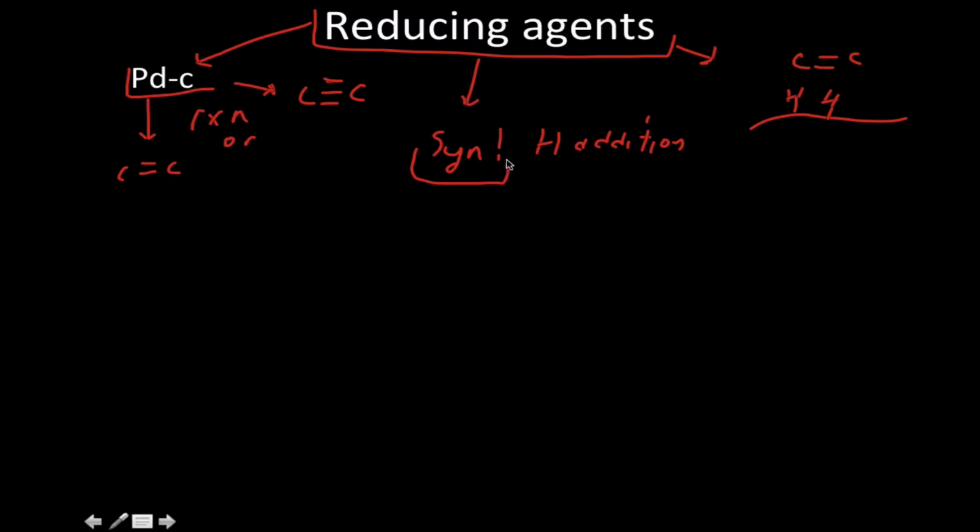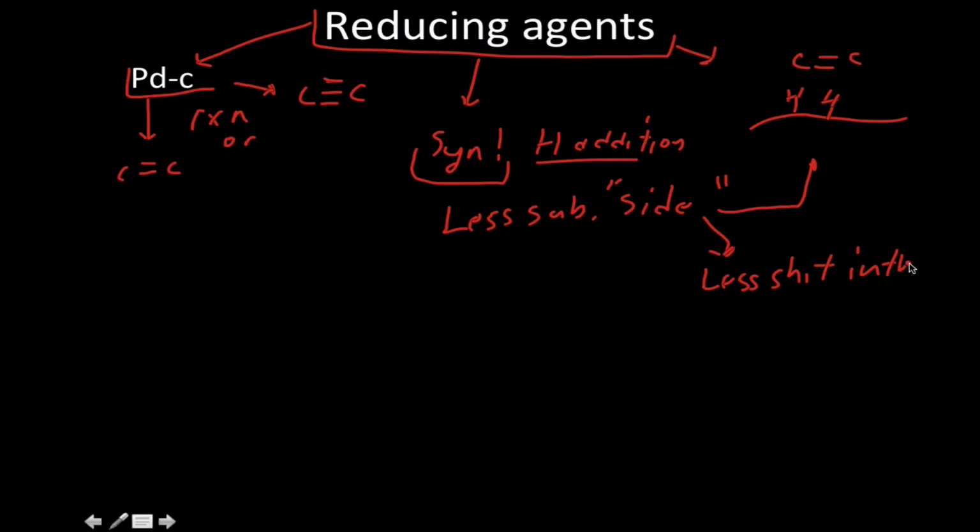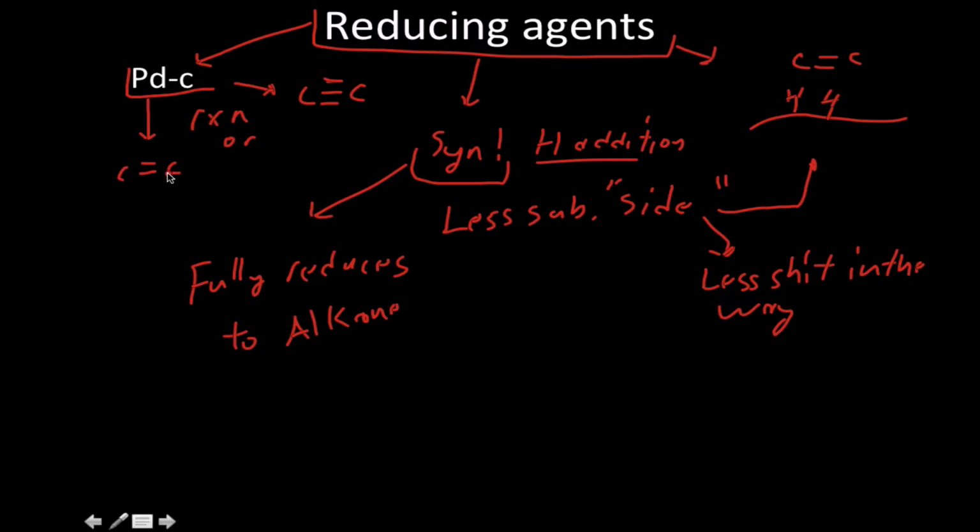So the syn addition tends to be to the less substituted side. Mechanistically, why is that the case? Because there is less in the way. Remember, it has to add from a solid surface standpoint. One of the things to note is that this fully reduces to an alkane. You cannot isolate an alkene from an alkyne reaction. It's so rapid, so fast, that it's going to fully go through.